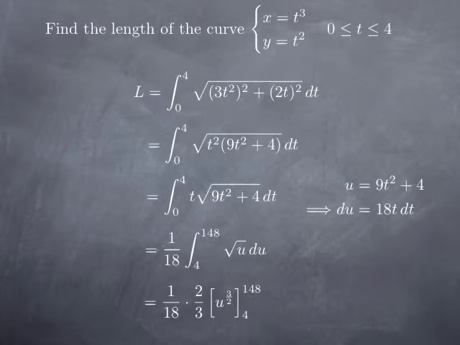The product of the two fractions in front simplifies as 1 over 27, because 2 over 18 is 1/9, and 9 times 3 is 27. And then we have 148 to the 3/2, and then minus 4 to the 3/2, which is 8.